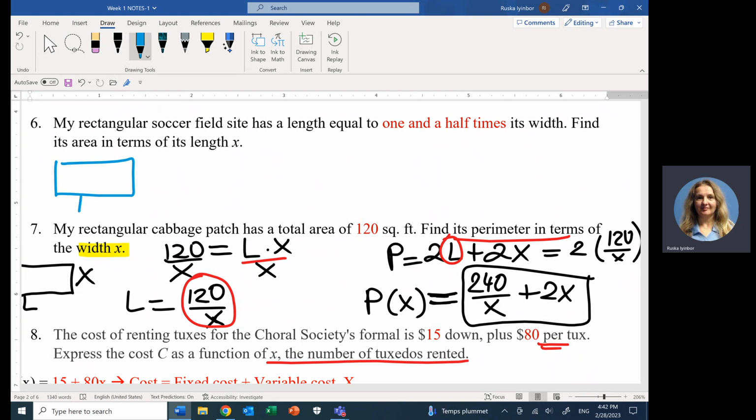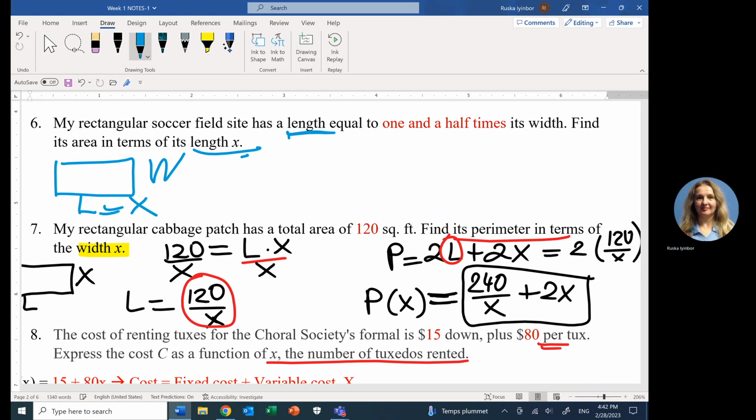We have the length and the width of this soccer field. And we know that the length is equal to 1.5 times the width. So let's see, find the area in terms of the length x. So the length is x, and the width, length is equal, so we have length equals 1.5, which is 3/2, 3/2 of the width.